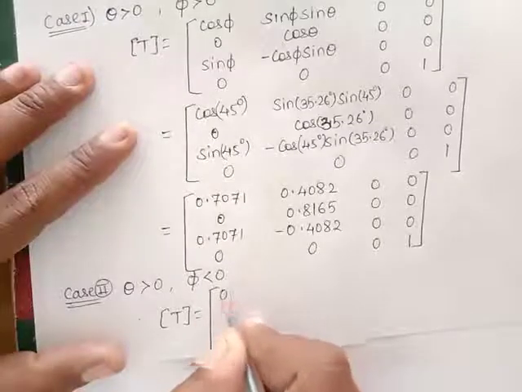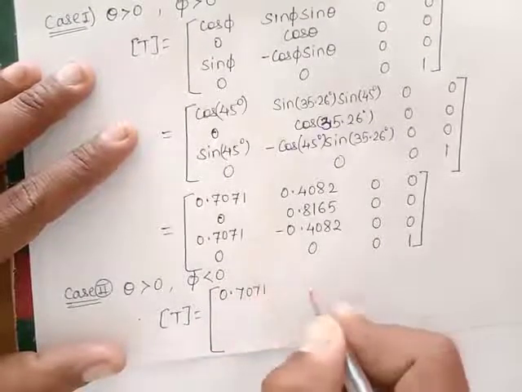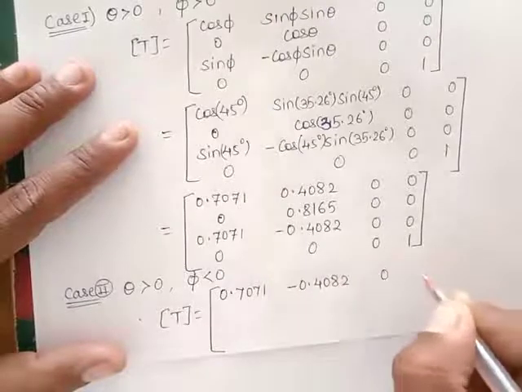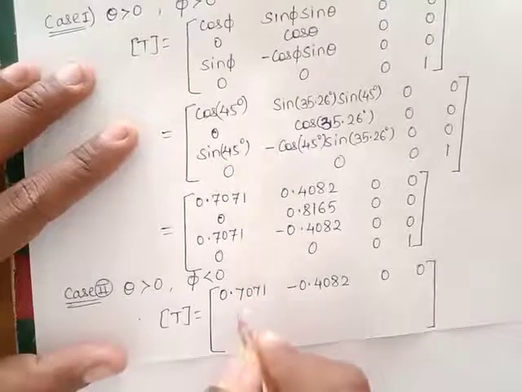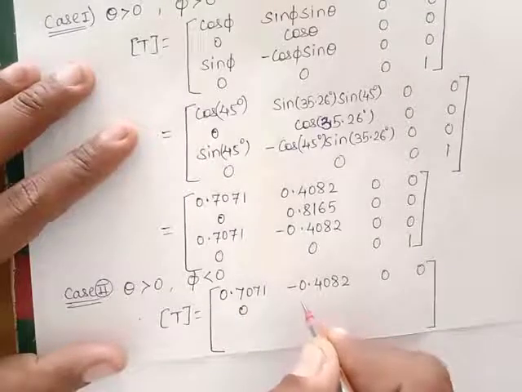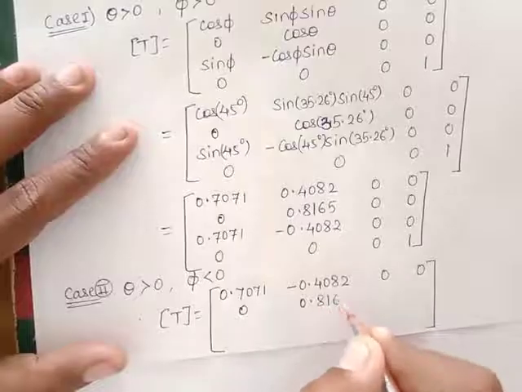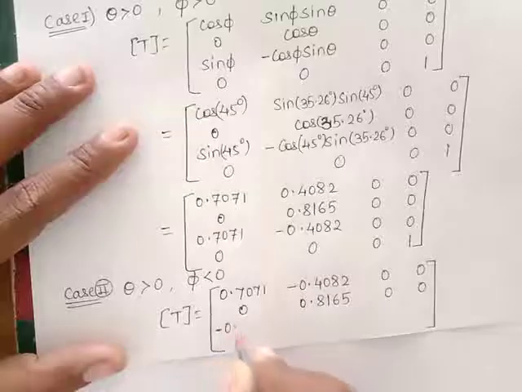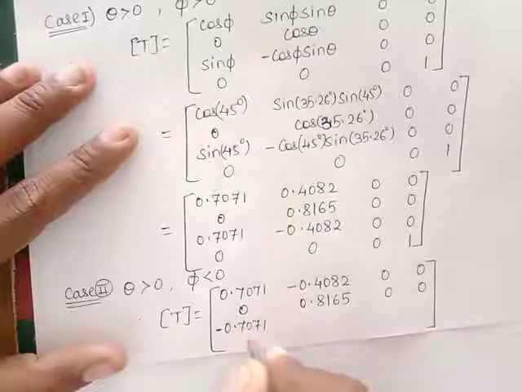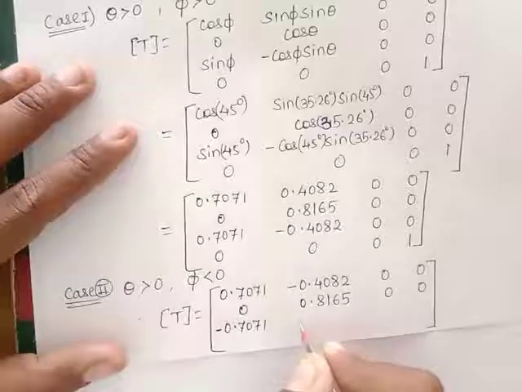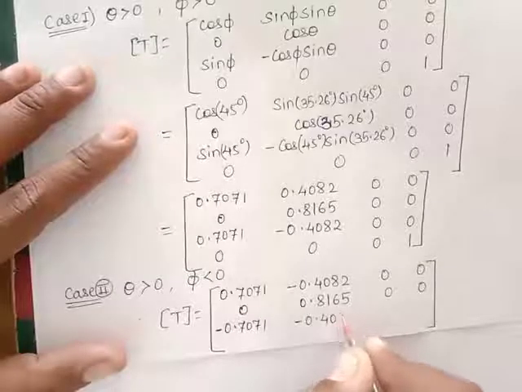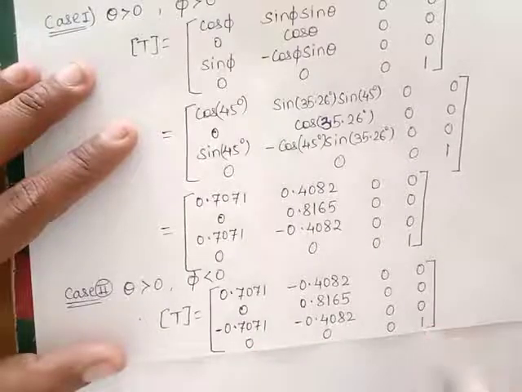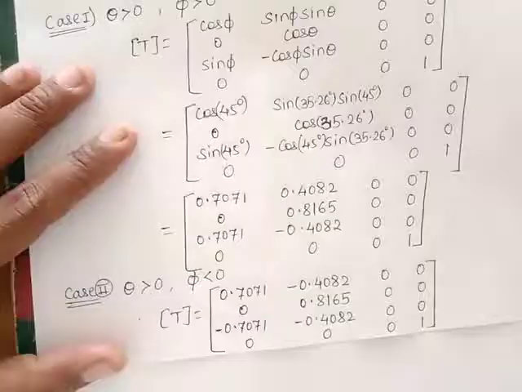So what was the matrix? 0.7071, minus 0.4082, 0, 0; 0, 0.8165, 0, 0; minus 0.7071, minus 0.4082, 0, 0; 0, 0, 0, 1. Okay. Now case 3.